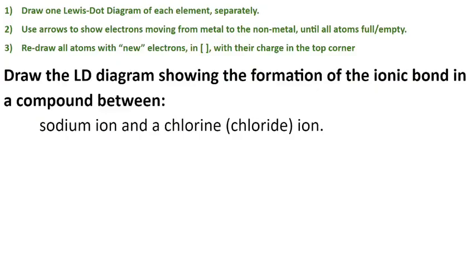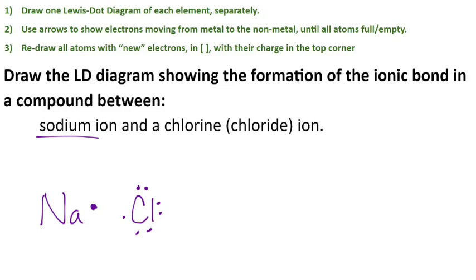So we are drawing the Lewis dot diagram showing the formation of the ionic bond in a compound between sodium and chlorine. So sodium is Na. It's in the very first column, so it gets 1 valence electron, 1 dot around it. And chlorine is in the halogen group, so that has 7 valence electrons. So I'm putting 7 dots around chlorine. So I've got 1 atom of each. So that step is done.